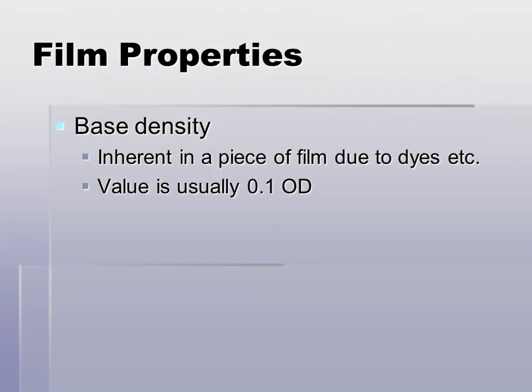Film properties. Base density is inherent in a piece of film due to dyes, etc. Value is usually 0.1 optical density.